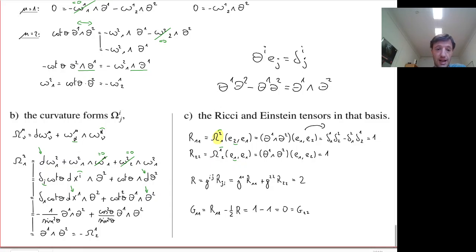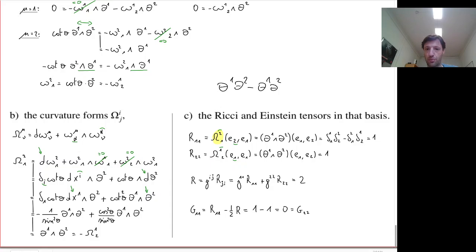Then we need the Ricci scalar. We just go for the usual contraction. Here it is. We get a 2, and then we just use the definition of the Einstein tensor, which is down here. We just plug in for the 1,1 component R_11, which is equal to 1, and then we have minus 1/2 times 2, right? The 2 is coming from the Ricci scalar, which gives us a minus 1, and gives us, in the end, a component which is equal to 0.